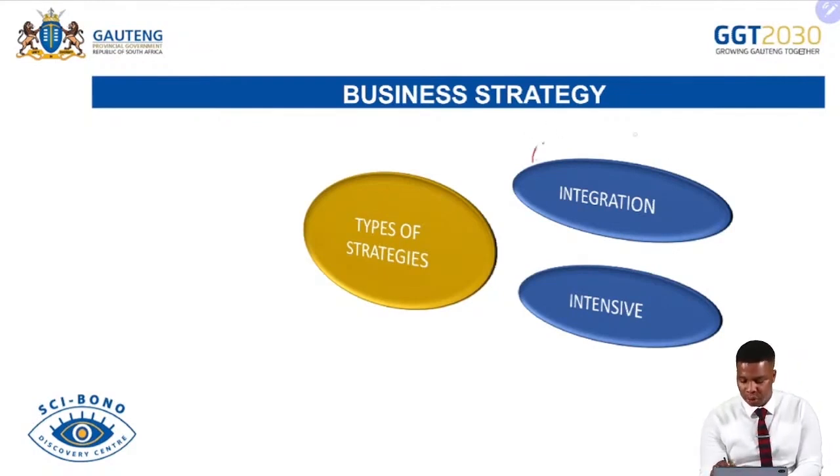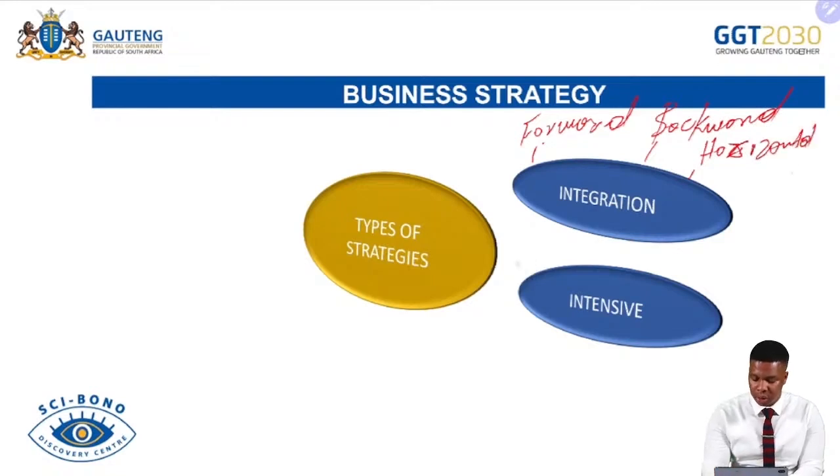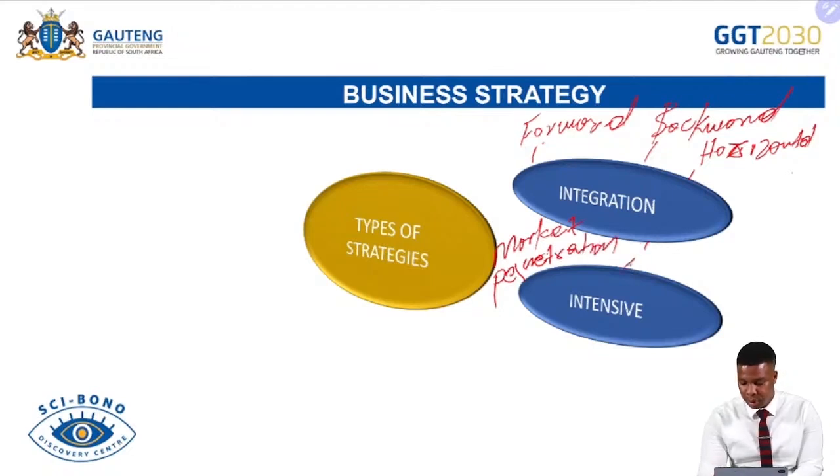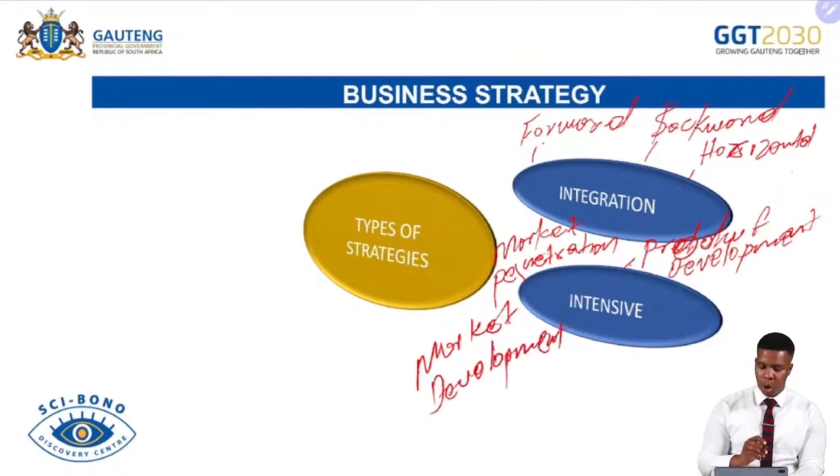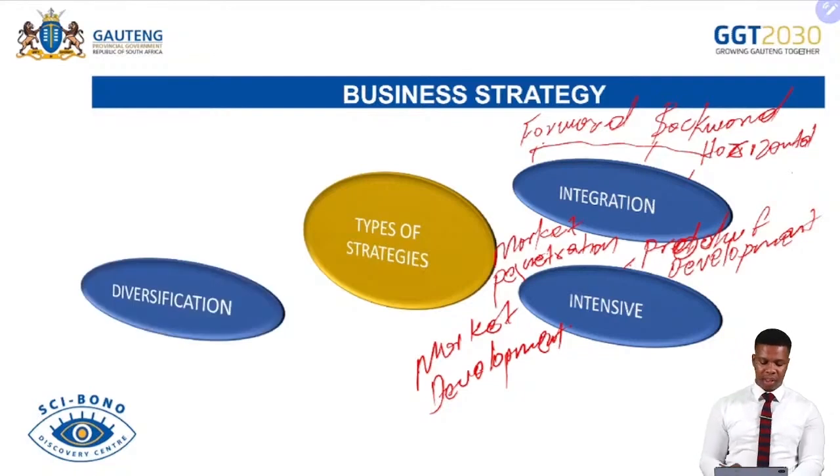So let me just remind you to say under integration, we have forward. We also have backward. And we also have horizontal. Then when we are looking into intensive, we have market penetration. We also have product development and market development. So those are the types of intensive, those are the types of integration: forward, backward, and horizontal.